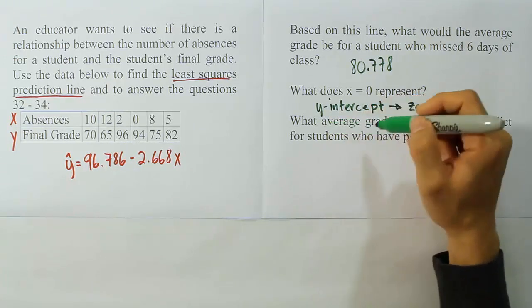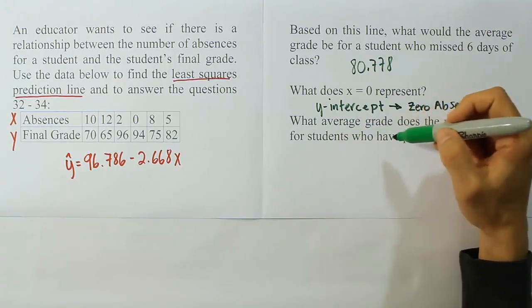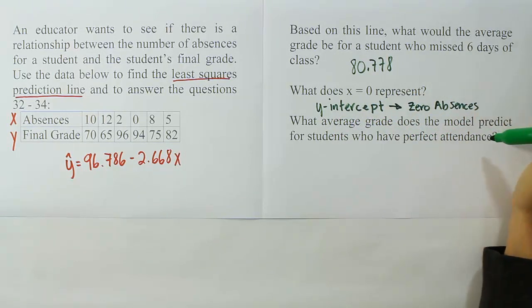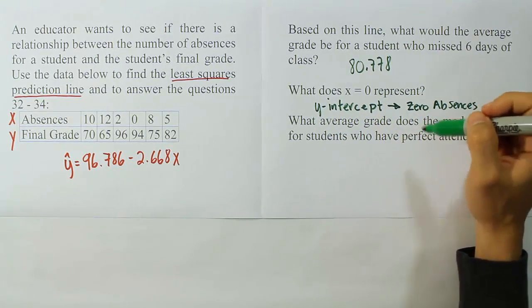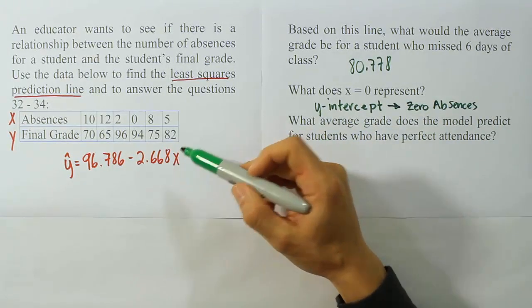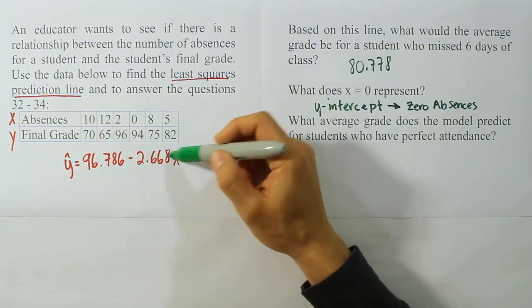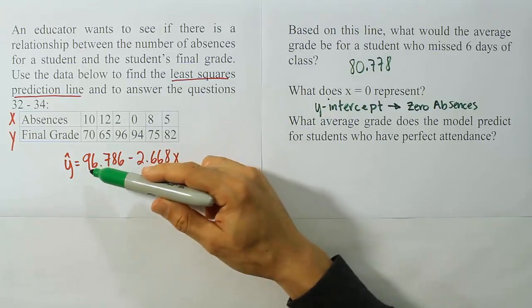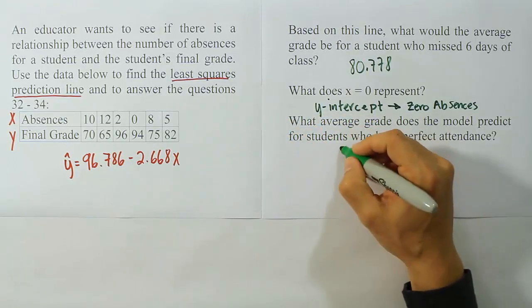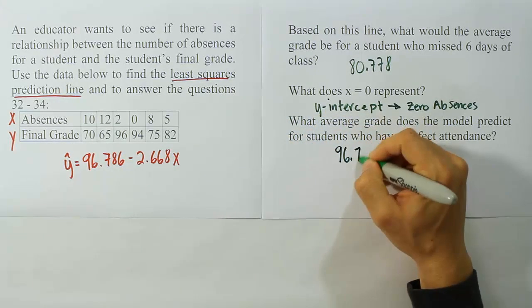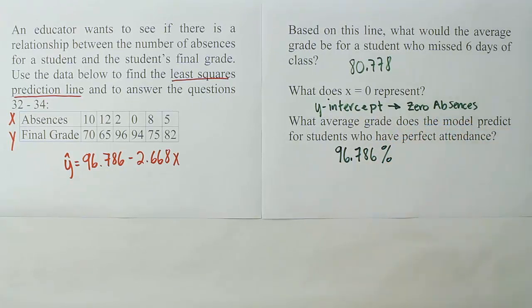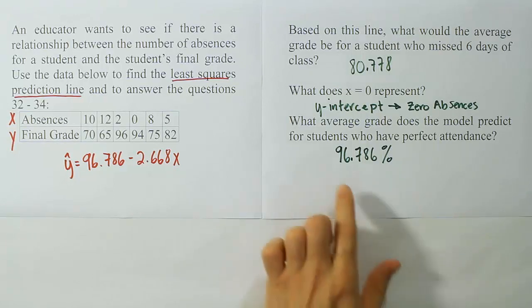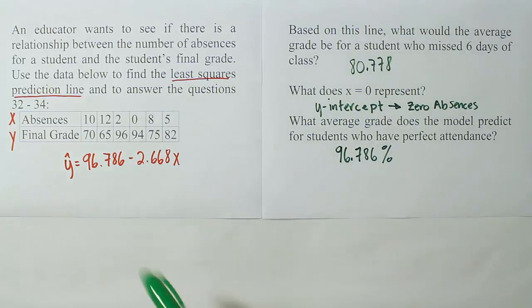All right, and then it says, what average grade does the model predict for students who have perfect attendance? So for students who have perfect attendance, they want to know what's the average grade. Well, what we do is we simply enter 0 in for x. If you put 0 in for x, it's going to cancel this term out completely, and you'll be left with just this term, which turns out to be, of course, 96.786%, right? So it says, on average, students with perfect attendance will have about a 97% average, according to this model. Okay, so that's it.